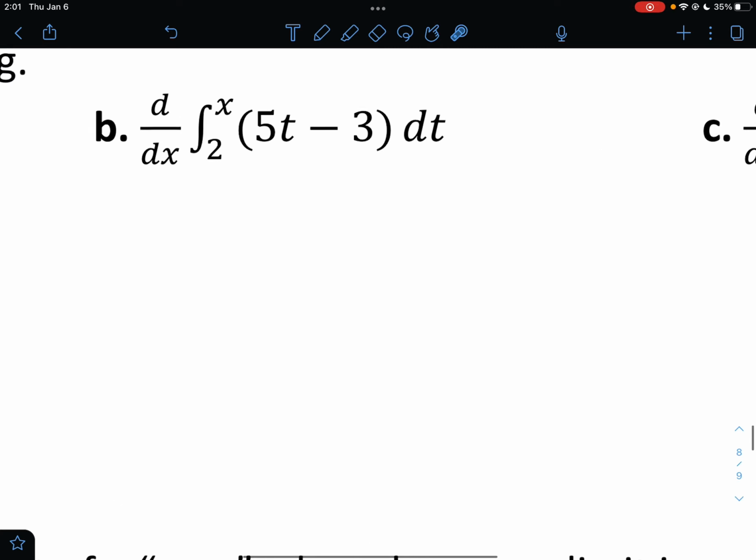Letter B, we see a constant here. We see a function of x here. Same thing. We are just going to put x right in for t. That's it. That's our answer.